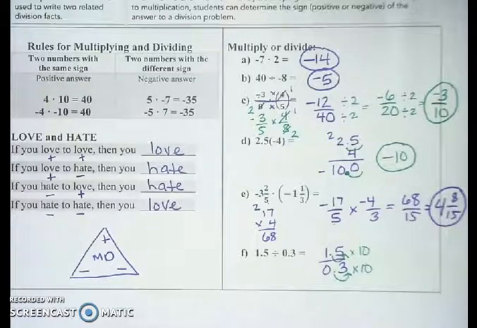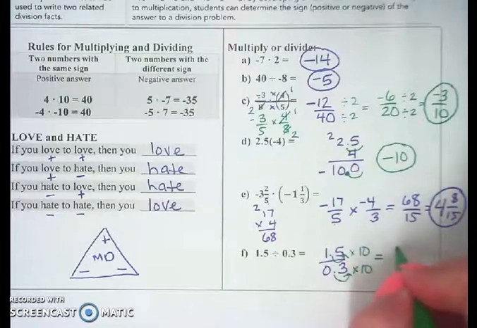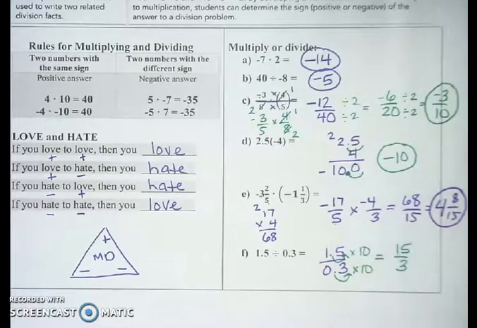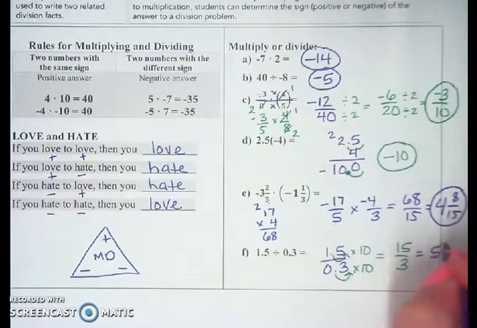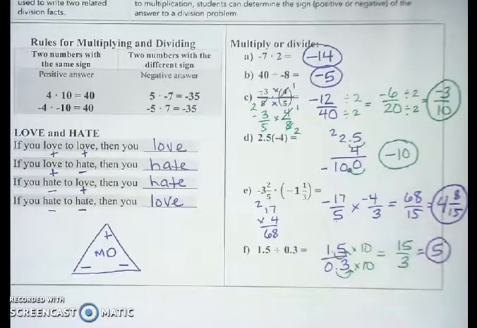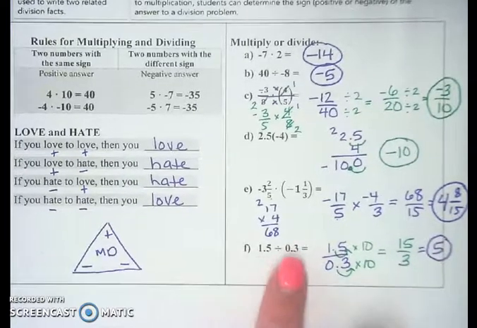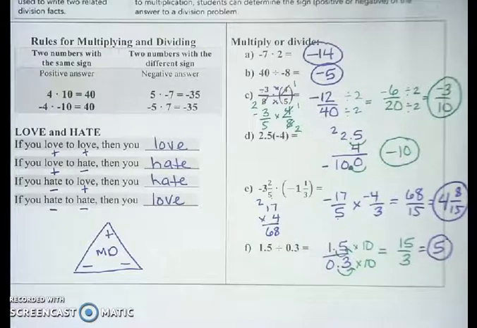So instead of thinking it like 1.5 divided by 0.3, I'm going to do 15 divided by 3. Didn't that make him a little bit easier? 15 divided by 3 is 5. And we lucked out. There was no positive or negative to worry about here. They were both positive, so my final answer would just be 5.